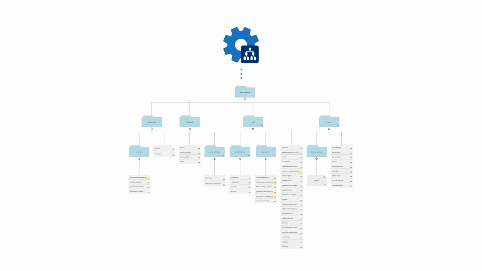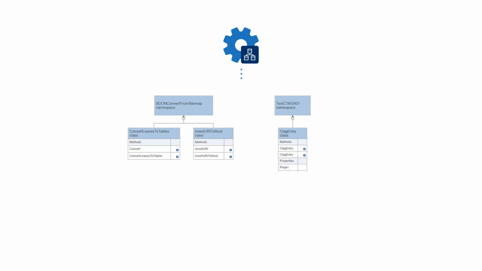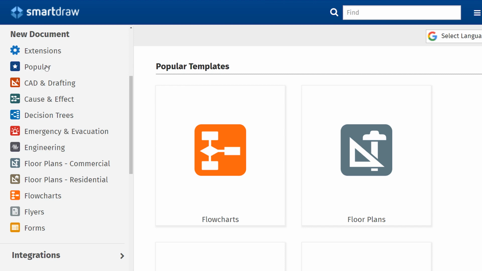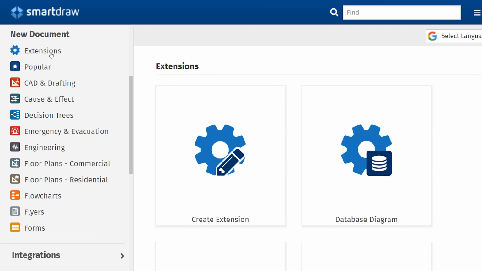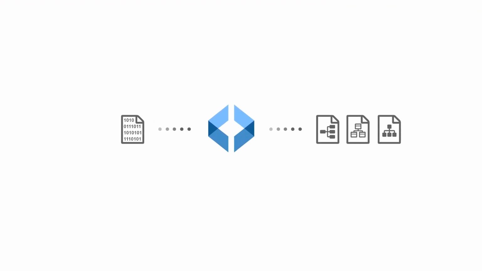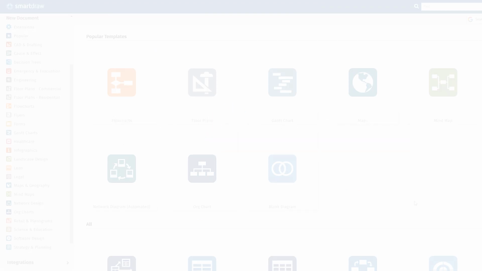relationships automatically. For example, this class diagram is automatically generated from source code. This leads us to SmartDraw's built-in extensions. Extensions are applications integrated into SmartDraw that can generate diagrams from data.